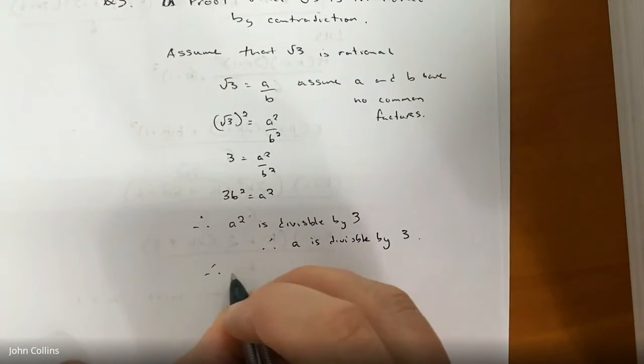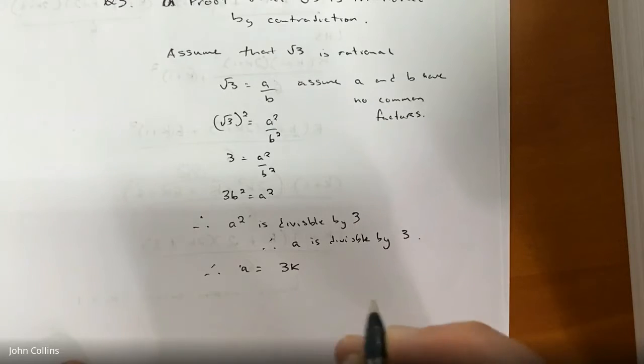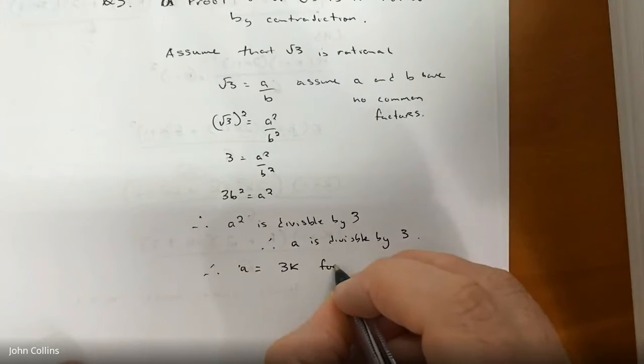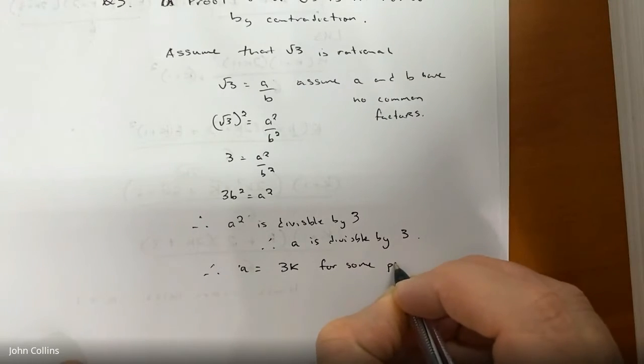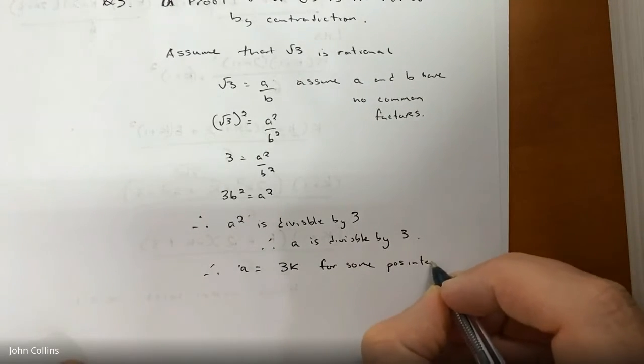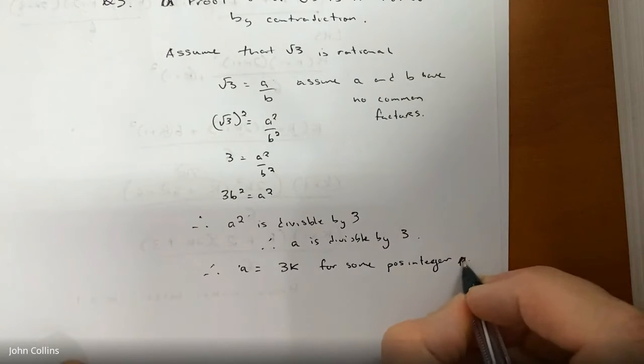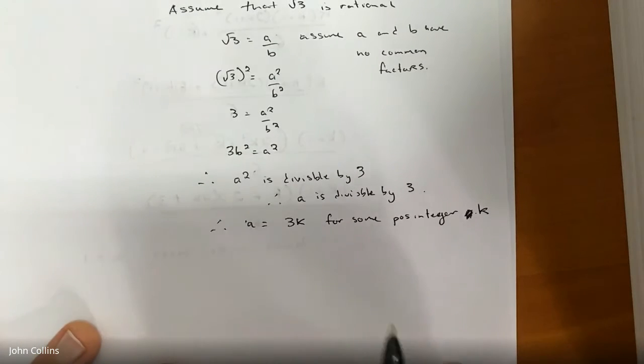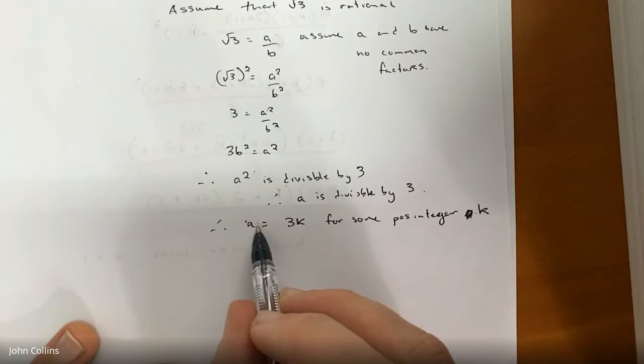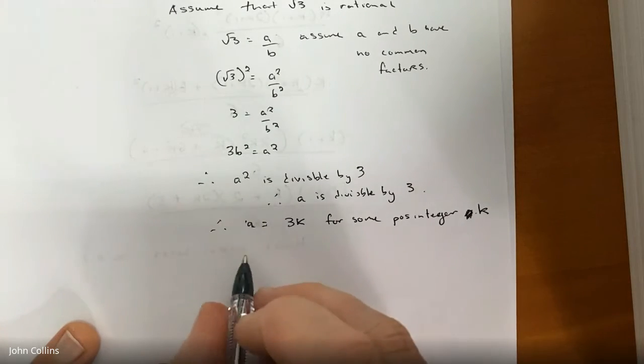Therefore, you can write a equals 3k, I said. I'll use k as well, for some positive integer. Okay, no, you use k. All right, so therefore you can then replace your a with, well, that's what you did.